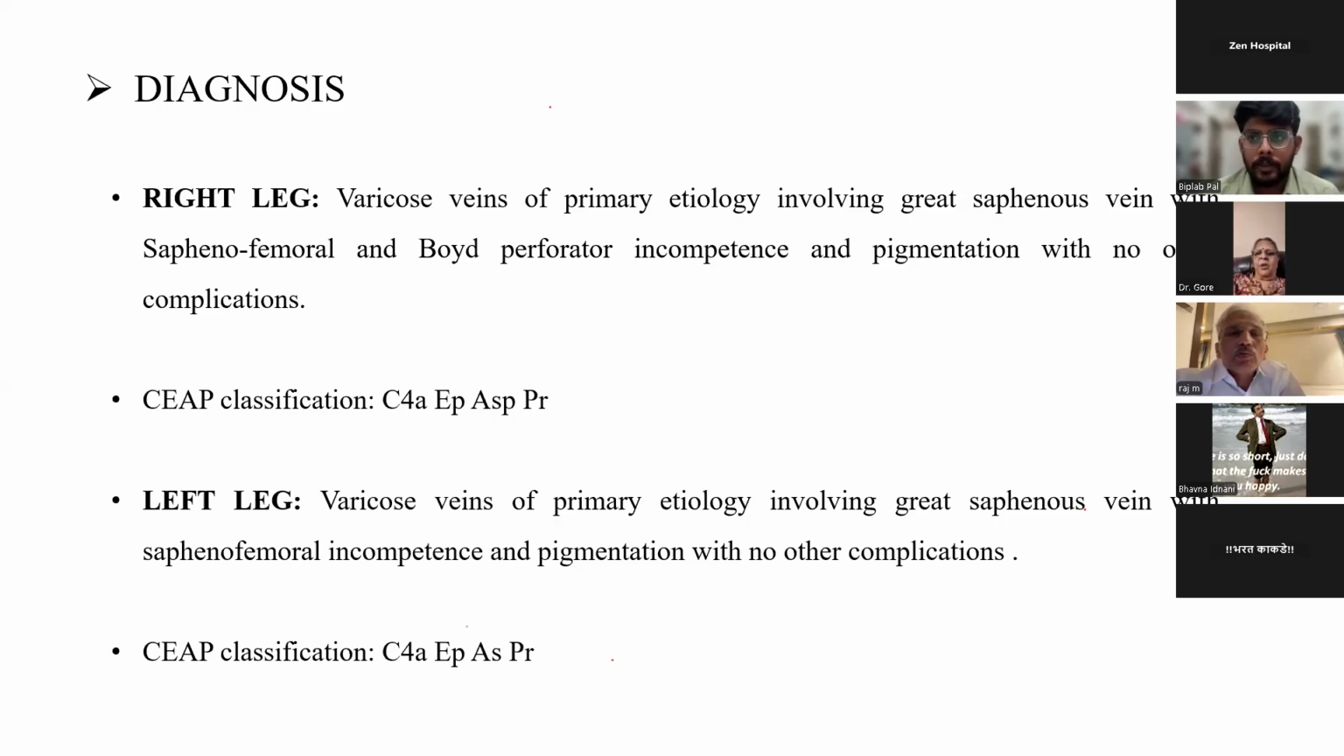And for your information, there is an addition. If there are recurrent varicosities, then they are included in C2R. If there is a recurrent ulceration, it is C6R. Yes, ma'am. You should know that.